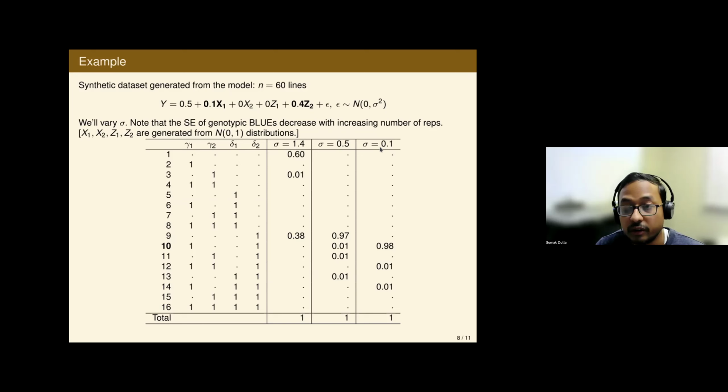But when you increase your number of reps further, that is, if your sigma reduces to 0.1, now we see that the 10th model, which is the true model, gets the highest posterior probability. Almost all the posterior mass concentrates on this true model, which correctly says that the first SNP and the last gene are important.